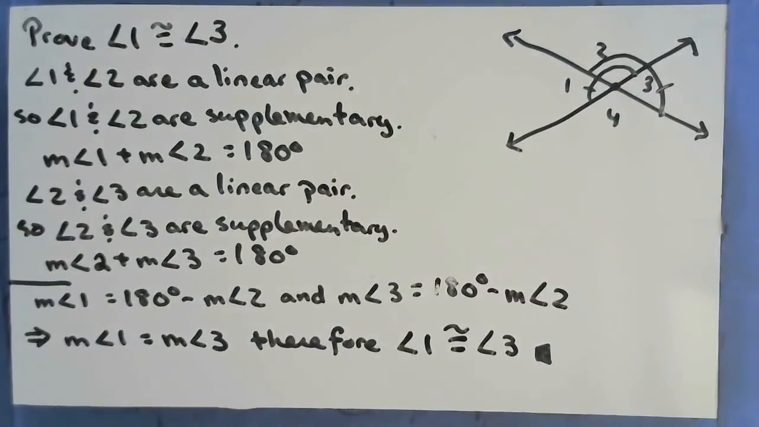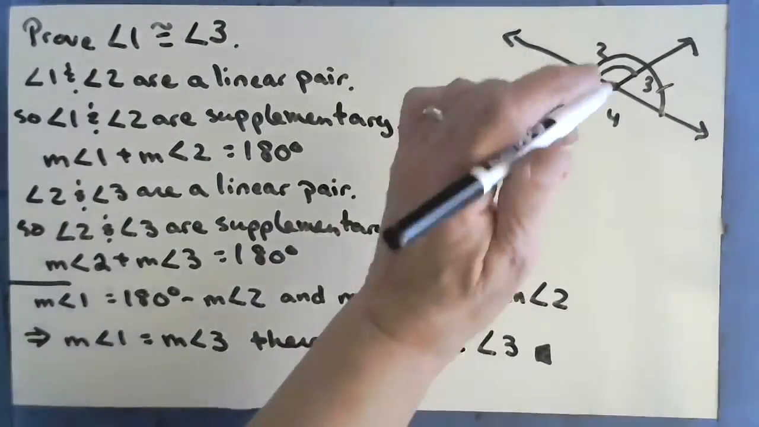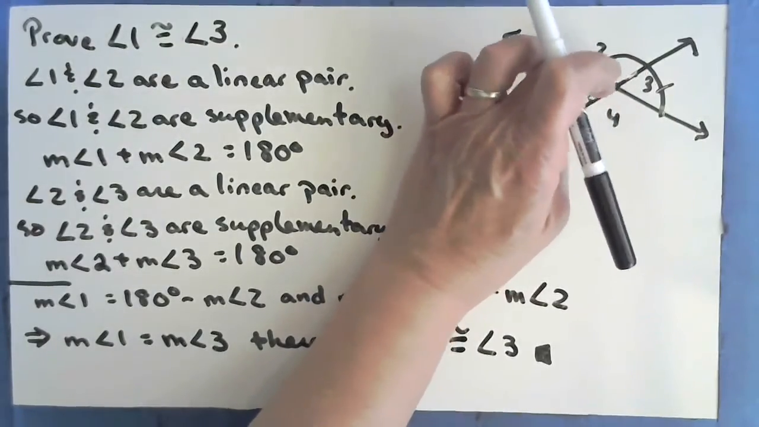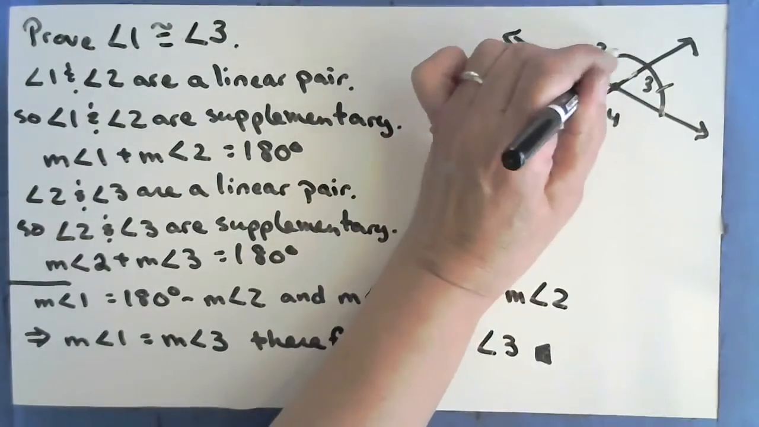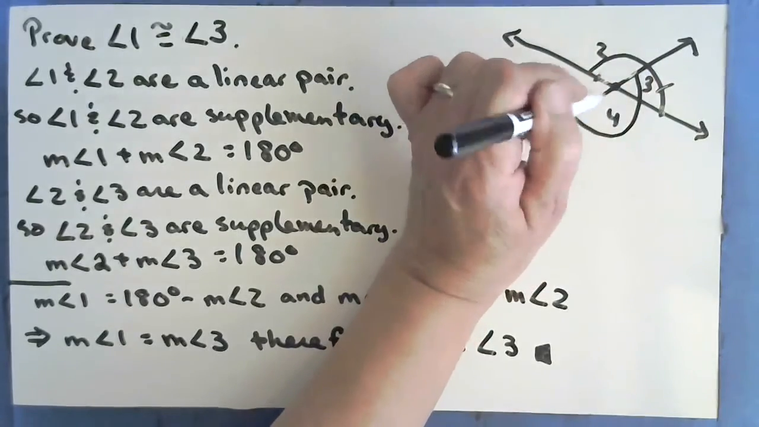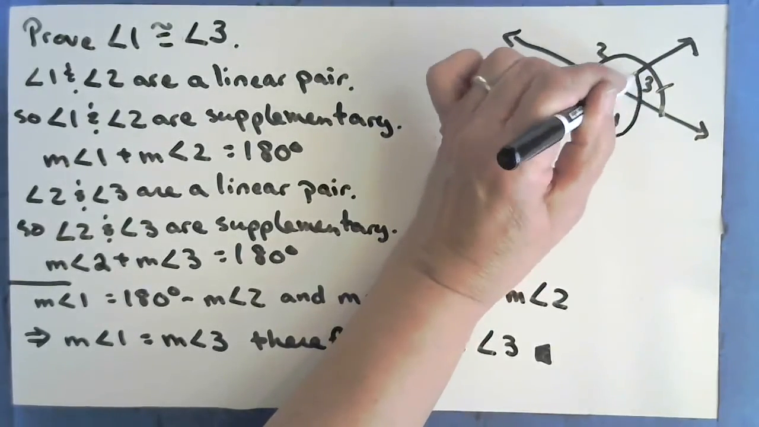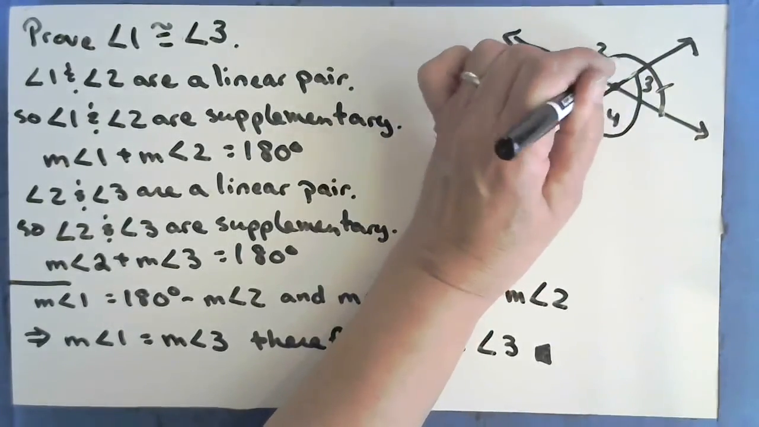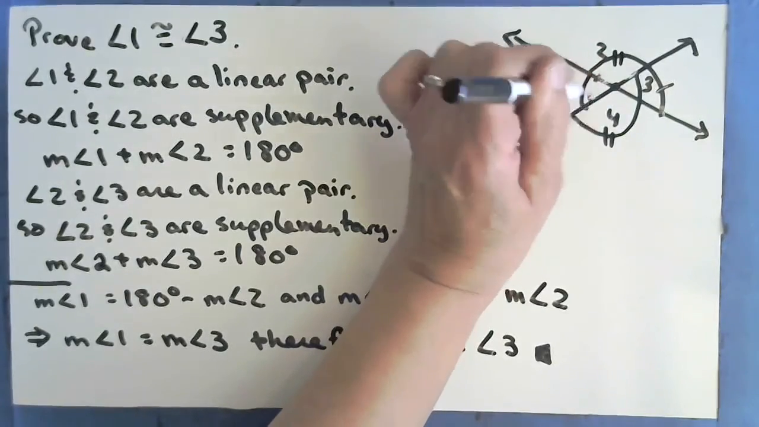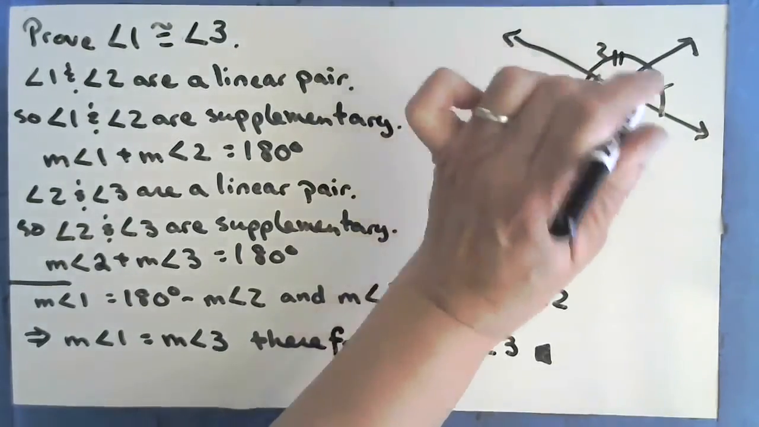You can see the same argument for angles 2 and 4 being congruent. We say angle 2 and angle 3 form a linear pair. Angle 3 and angle 4 form a linear pair. They both share angle 3, so 2 and 4 have to be congruent. And we just already showed that 3 and 1 are congruent.